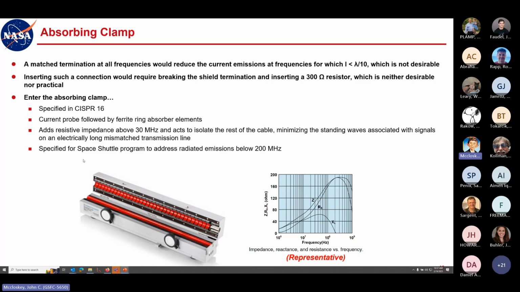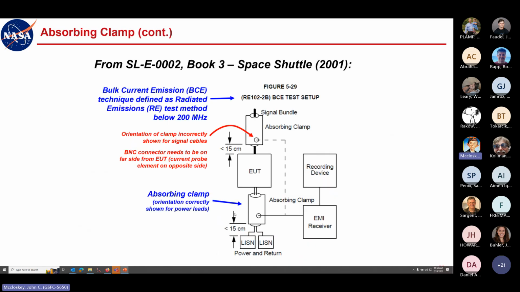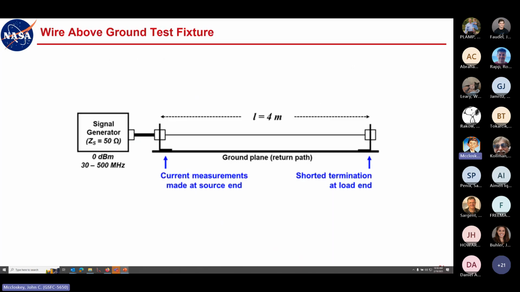This absorbing clamp was specified for the space shuttle program to address radiated emissions below 200 megahertz. It was actually included in the RE102 section of the space shuttle document as a test method for radiated emissions. But it really is a common mode conducted emissions measurement. So in GEVS, I put it in the conducted emissions section. But anyway, this is just showing how you would hook it up.